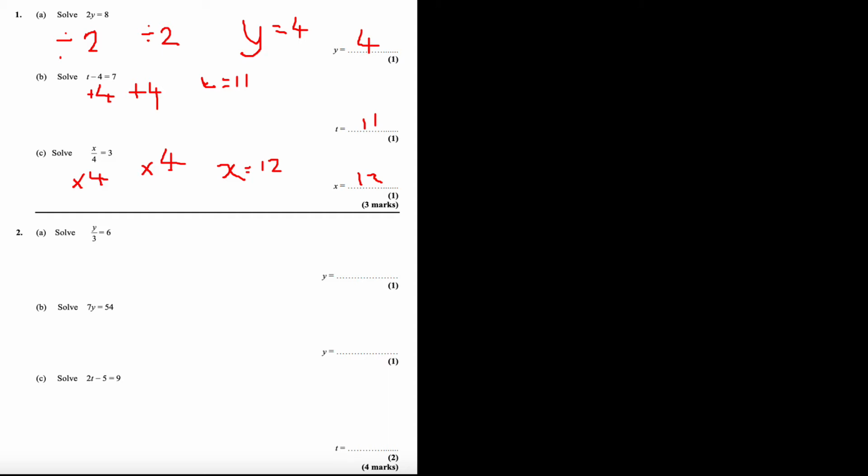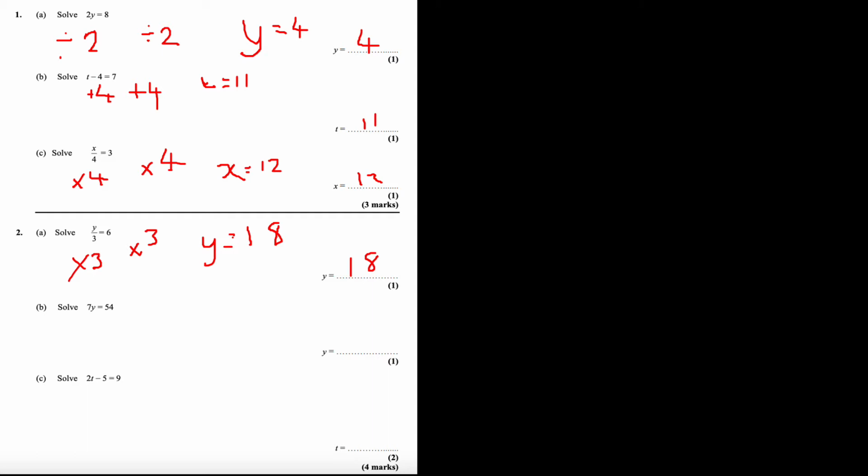Question 2a, solve y over 3 equals 6, or timesing both sides by 3. I'm going to get that y is equal to 6 times 3, which is 18. So timesing both sides by 3, so doing the inverse operation. So any time we are solving equations or even rearranging formulae, we will do the inverse operation.